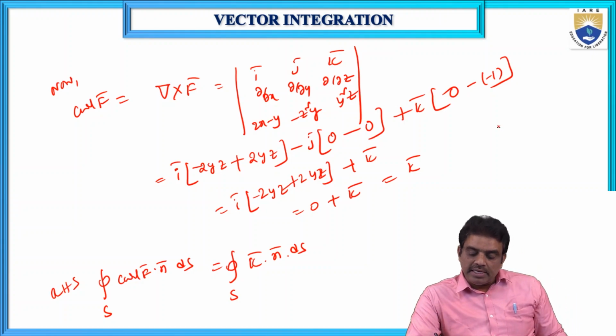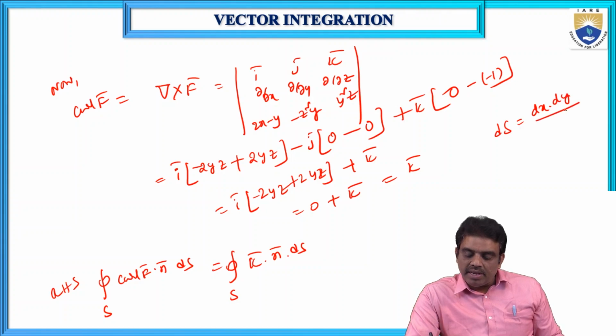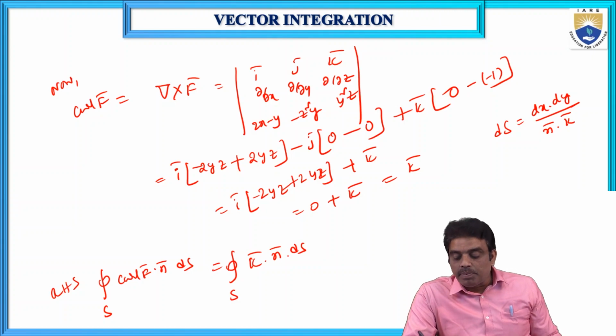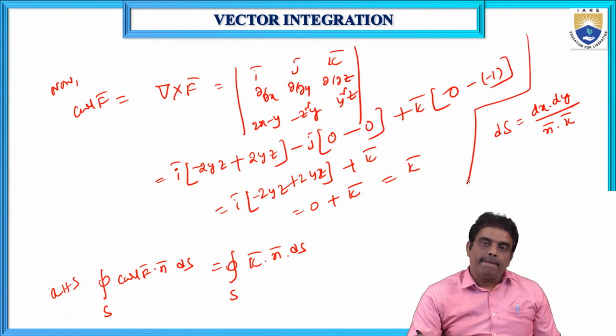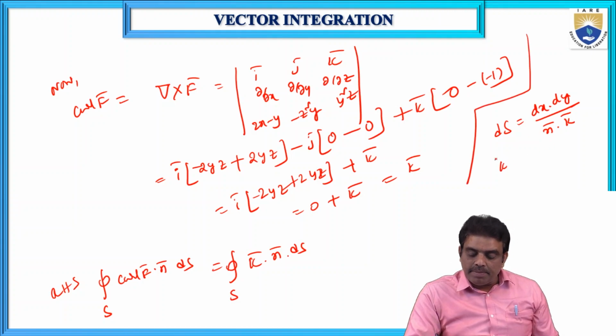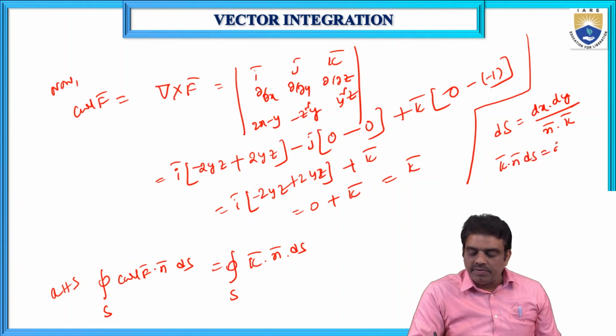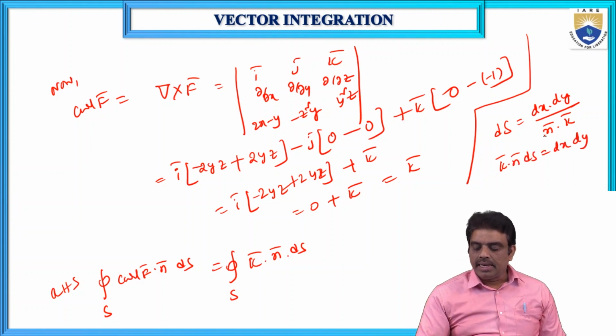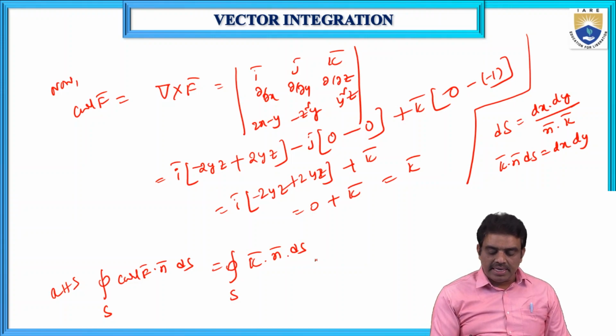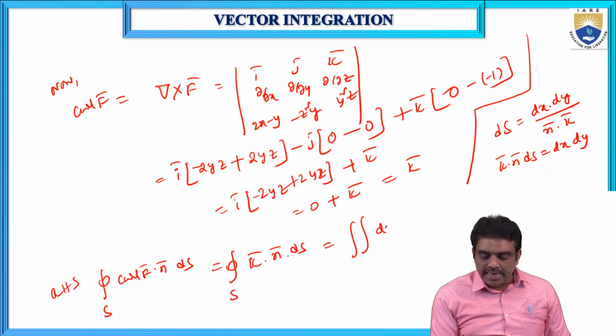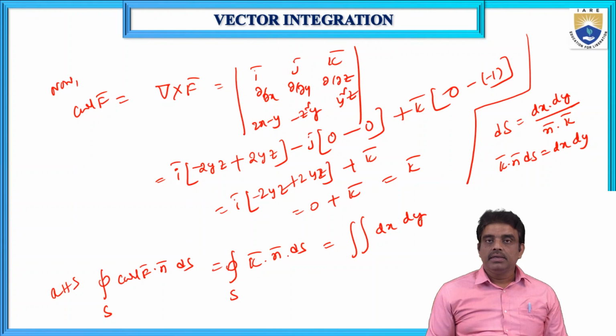But what we know is that in surface integral evaluation, ds is equal to dx into dy by magnitude of n bar dot k bar if you consider the projection in xy plane. Or I can write it as k bar dot n bar ds is equal to dx into dy. So this is dx into dy. Am I right? dx into dy.